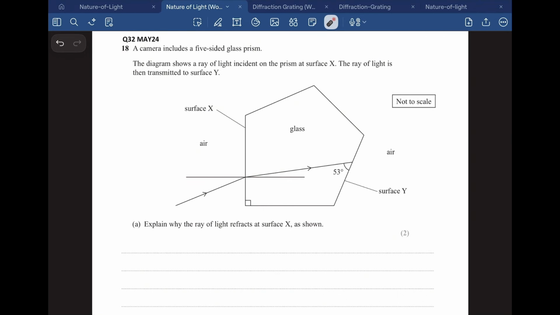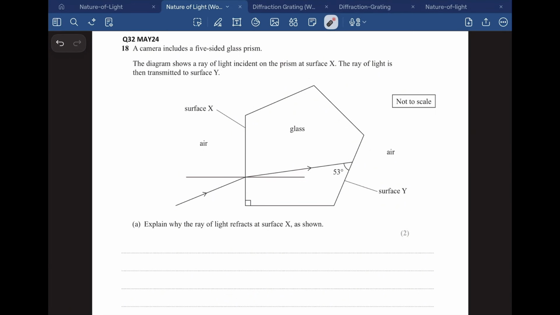What we can see at surface X is that the light has been transmitted like this. The light should have gone like this, but the light has bent towards the normal. When the light bends towards the normal, we can understand that it has moved from a less dense medium to a more dense medium. And why did the light move towards the normal?